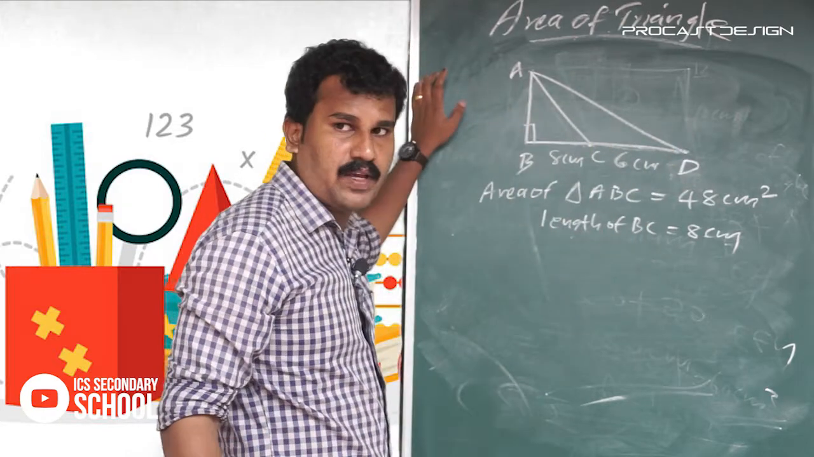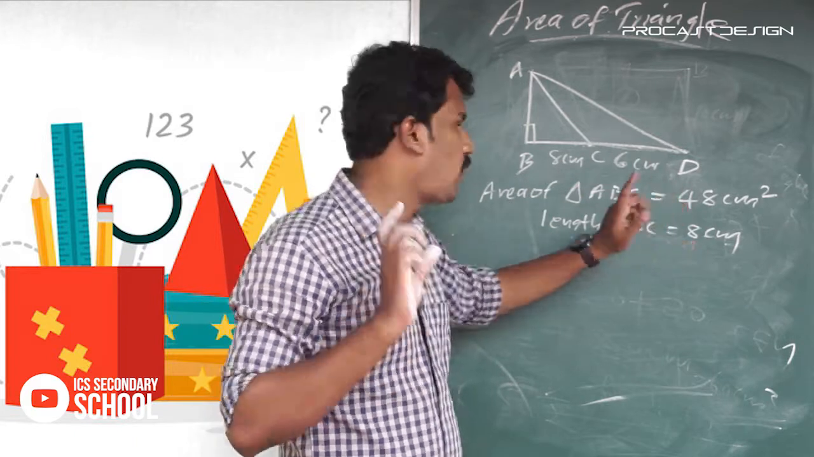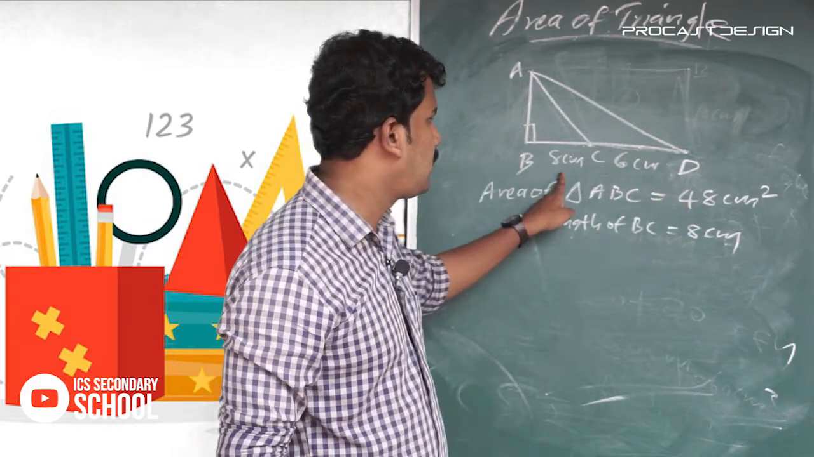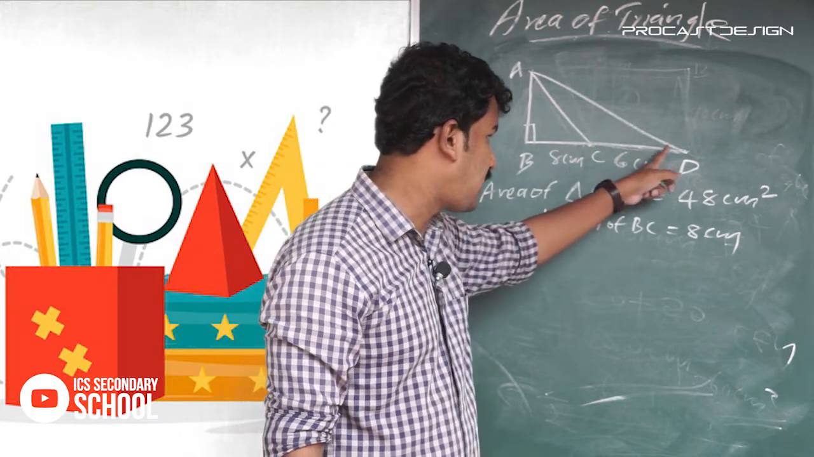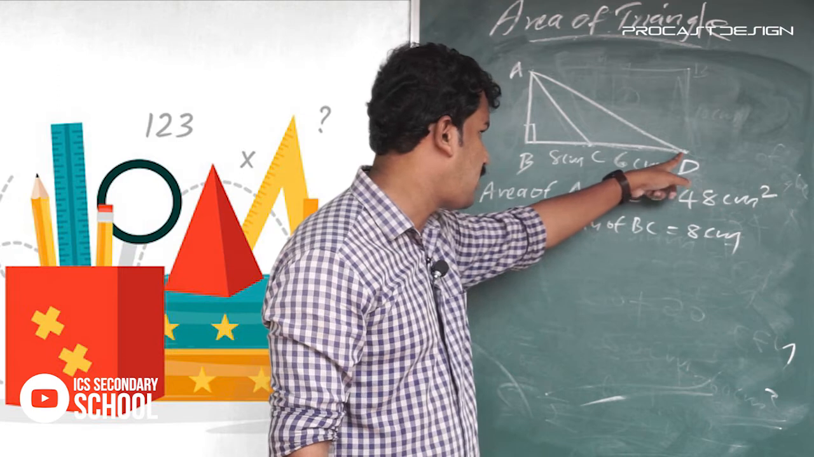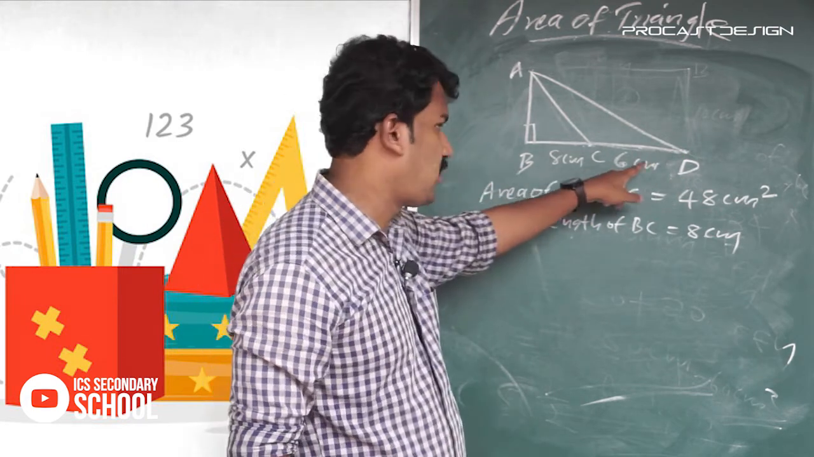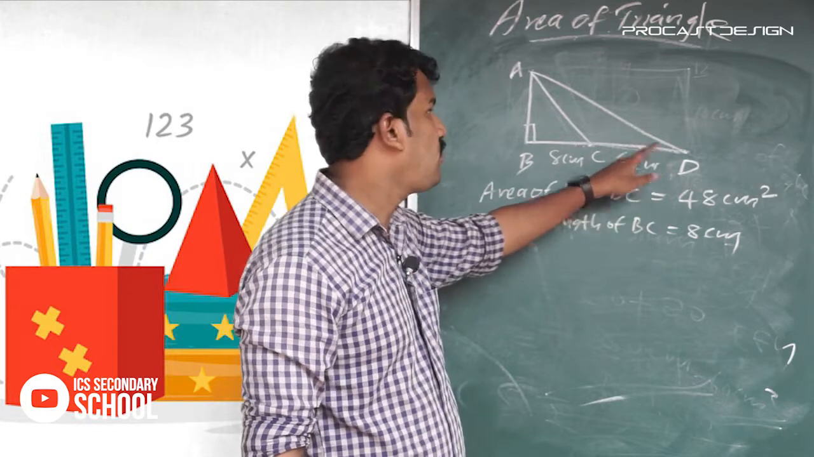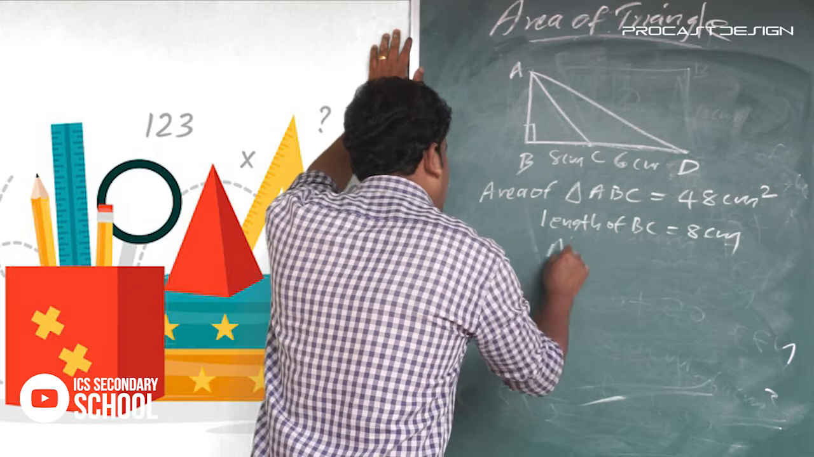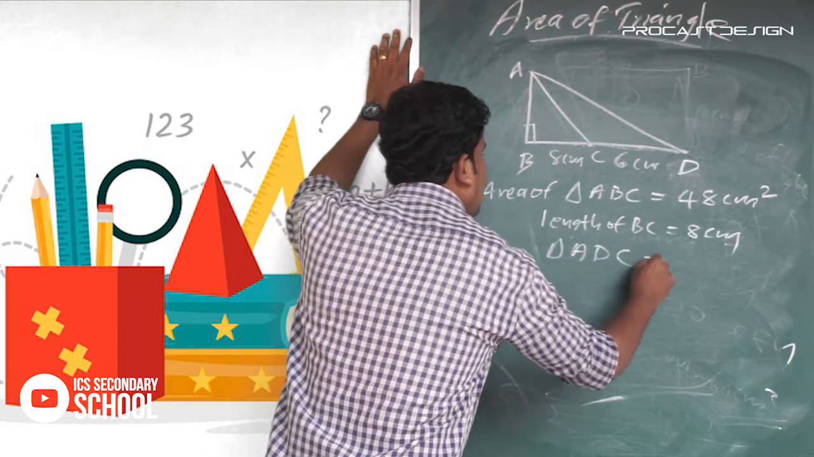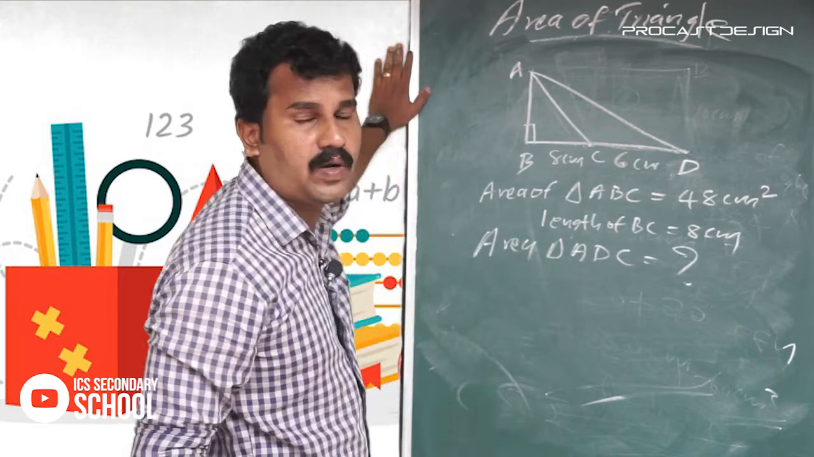In this figure, we have been given the area of triangle ABC as 48 centimeter square. Then the length of BC is 8 centimeter. Then BC is extended to another point D by 6 centimeter. Then we have to calculate the area of triangle ADC. How do we calculate it?